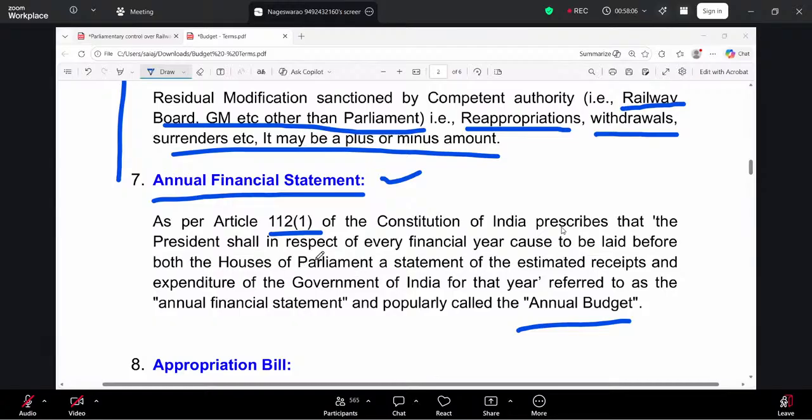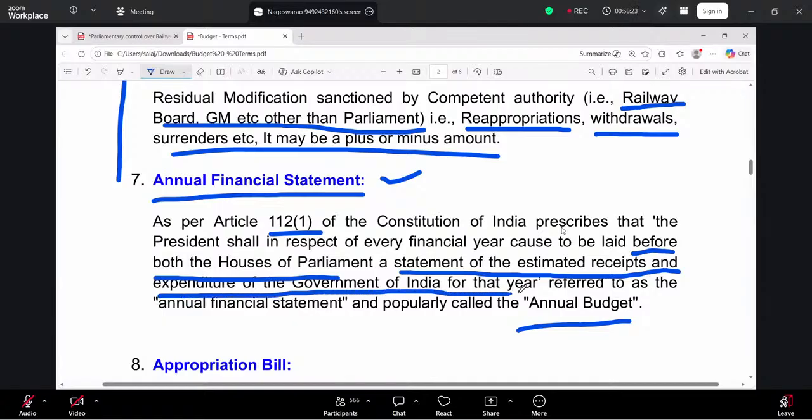The President, in respect of every financial year, shall cause to be laid before both Houses of Parliament a statement of the estimated receipts and expenditure of the Government of India for that year. This is the definition of the annual financial statement. It is called annual financial statement and the popular name is budget. Okay. Very important examination point.